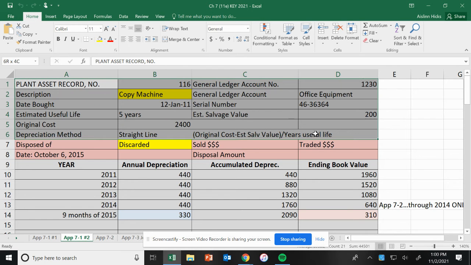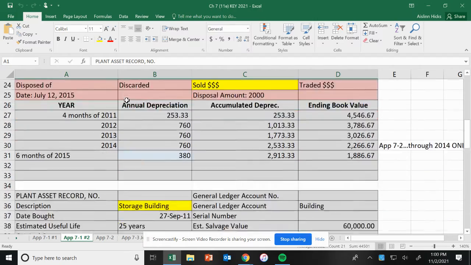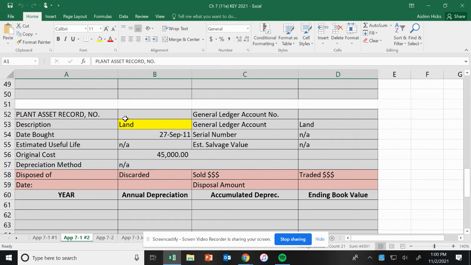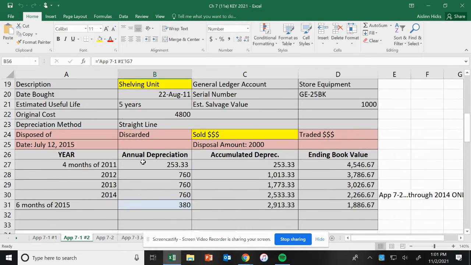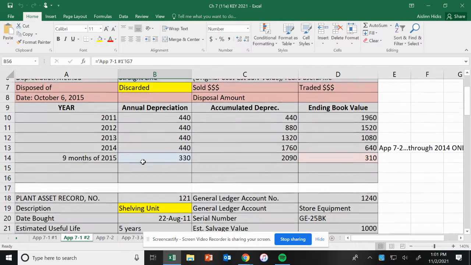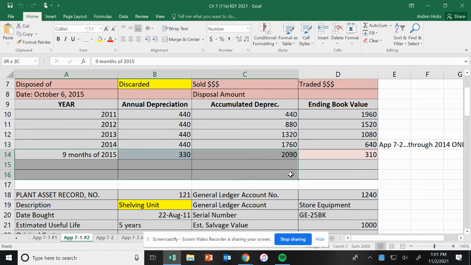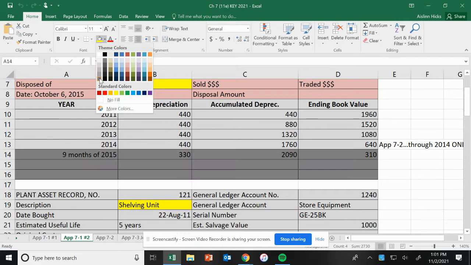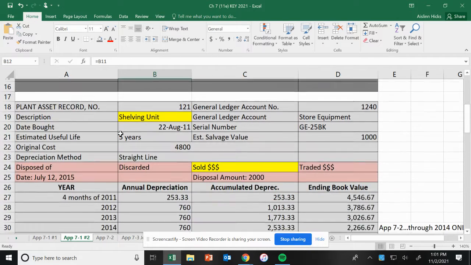We only filled this top part though, okay? We only filled that top part. And for the copy machine, the shelving unit, and then of course the storage building, the land is not going to get depreciated, but we still put it in down here with its estimated original cost, okay? So the next thing that we did in class, and you can see that mine is completely filled in now, I'm going to go ahead and shade these things down here so you can't really get distracted by them.